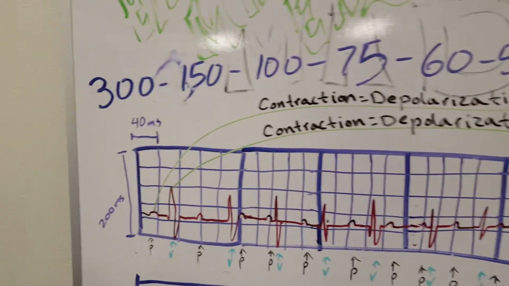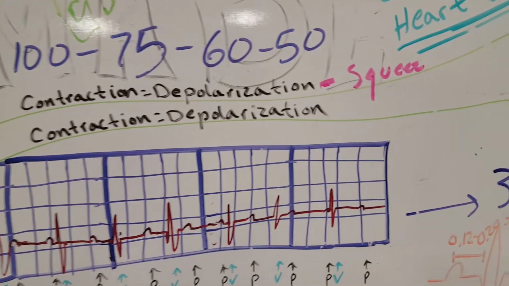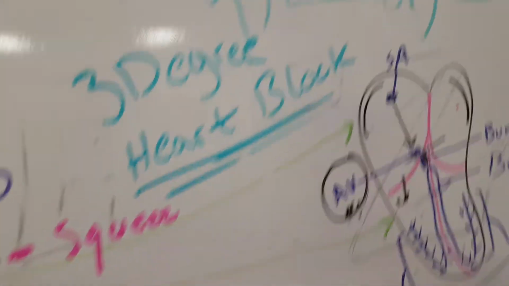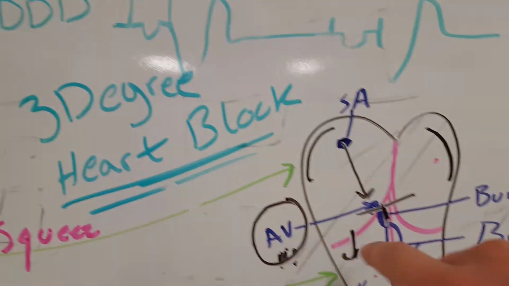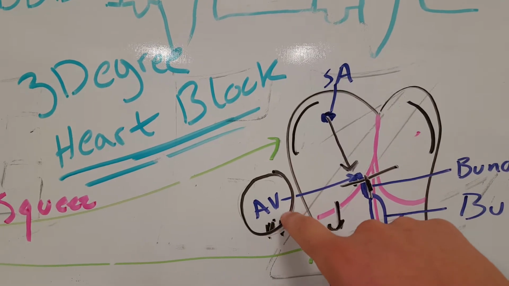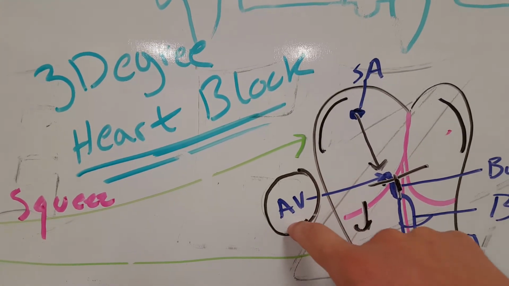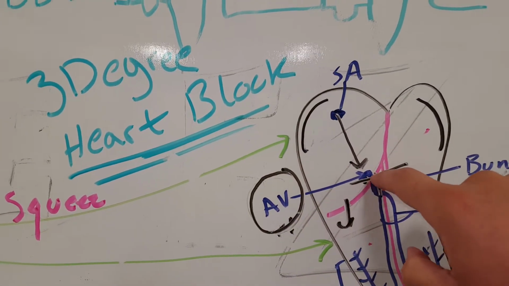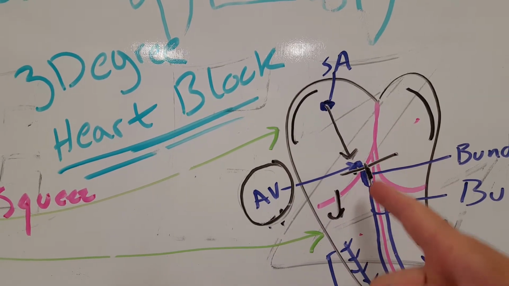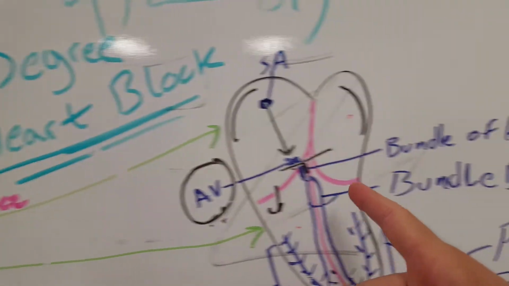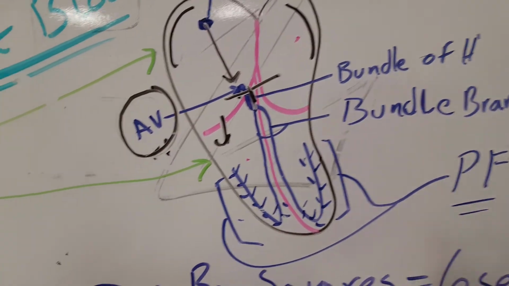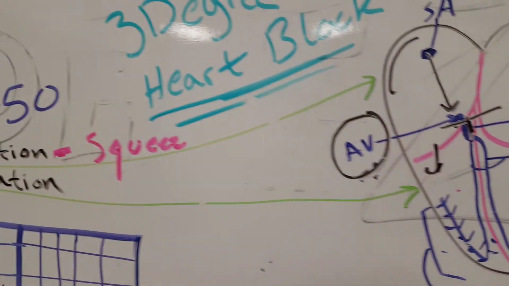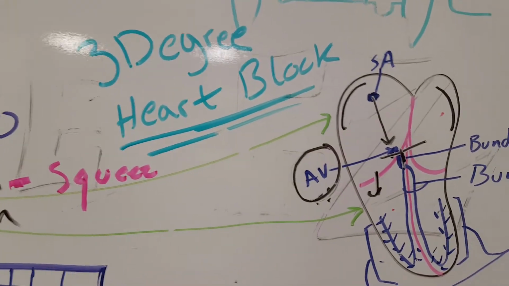Hopefully I made it simple. But just remember that when we're talking about a heart block in general, we're talking about the AV node. There's a problem with the AV node because it's not allowing that signal, that impulse to continue down from the SA node to the bundle of His, bundle branches, and Purkinje fibers. And that was third degree heart blocks.